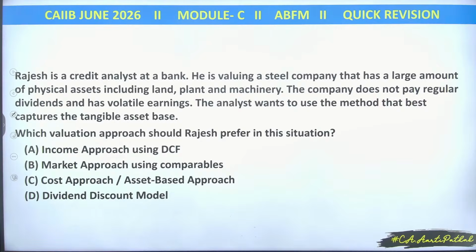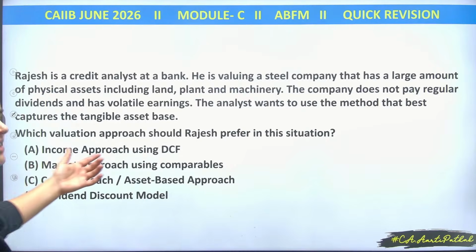Okay, so you all are saying go with answer C. Let's discuss one by one. When we talk about the income approach, that is your first approach, basically we are valuing our assets based on the present value of the company's expected future earnings. That is what DCF is also.